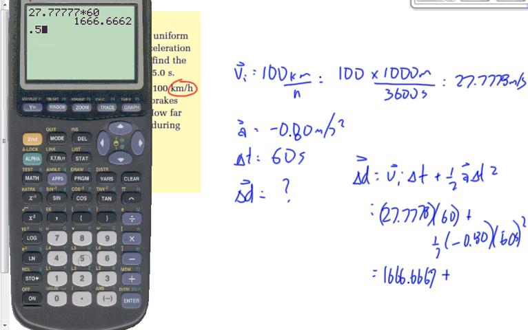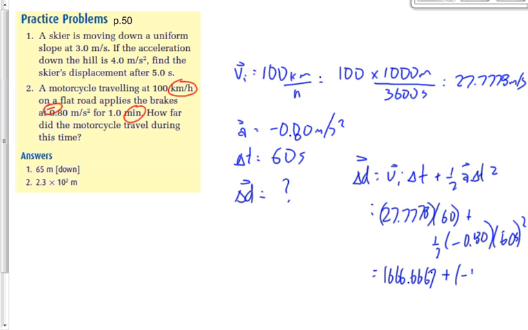0.5 times negative 0.8 times 60 squared equals negative 1440. So it's 1666 plus negative 1440. Or you could just say 1666 subtract 1440.